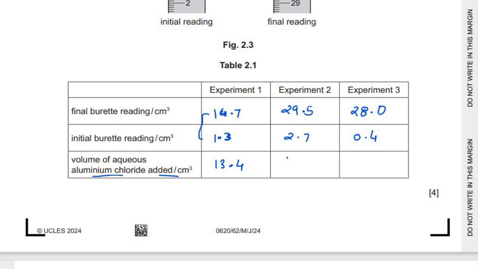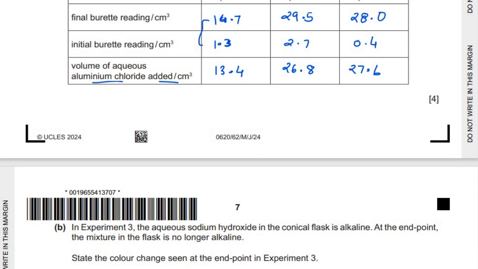The next is 26.8 and the third one is 27.6. So here are the three readings which we have got from our burette readings diagrams.